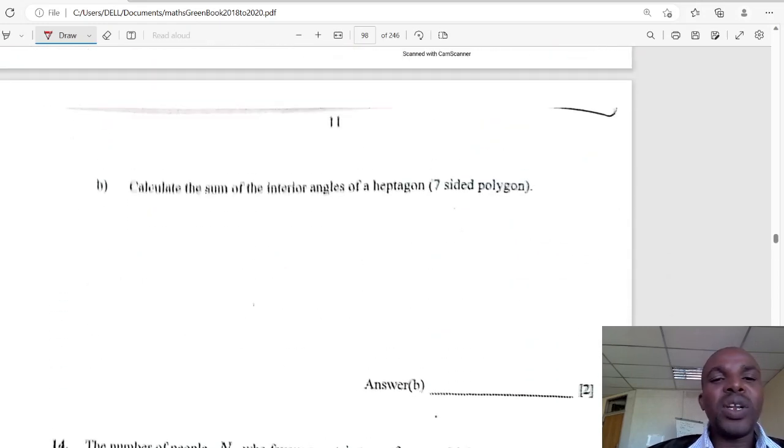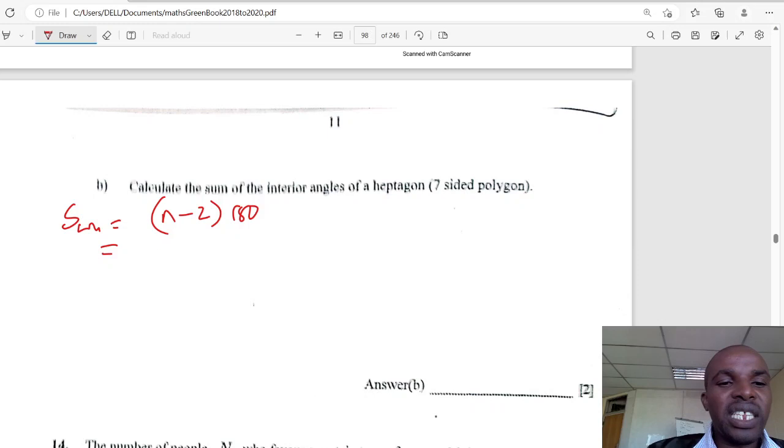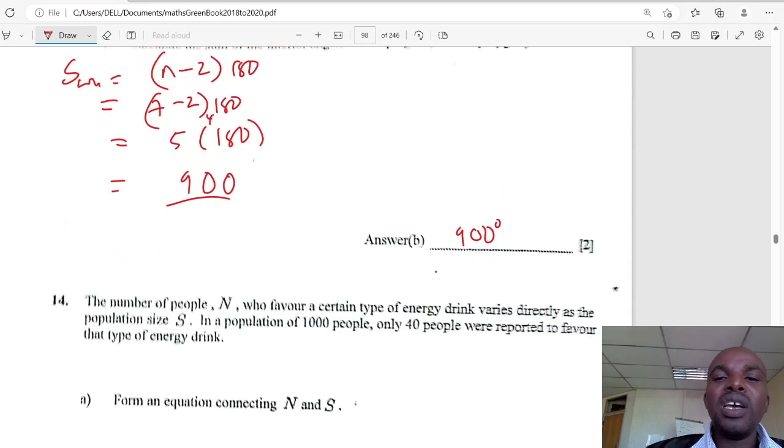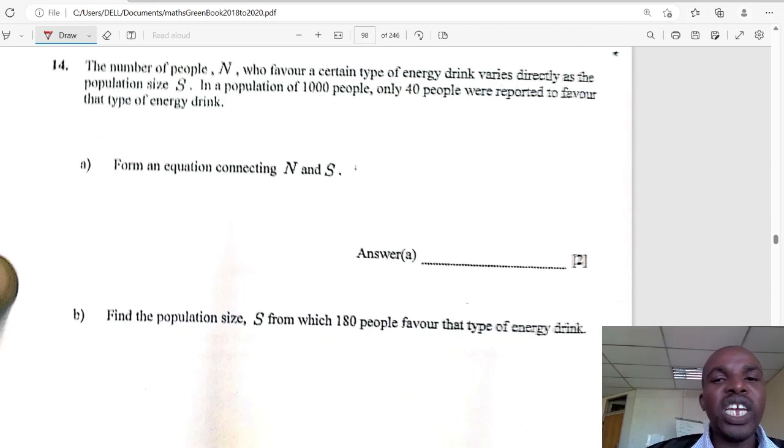Then part B, calculate the sum of the interior angles of a heptagon. Sum of angles of any polygon is equal to n minus 2 times 180, where n is the number of sides. In this case, it's a heptagon. There are 7 sides. So it will be 7 minus 2 times 180. 7 minus 2 is what? It's 5 times 180. 5 times 0, 0. 5 times 8 is 40, 0 carry 4. Then it will be 900 degrees. Please put units. Don't forget to put units.